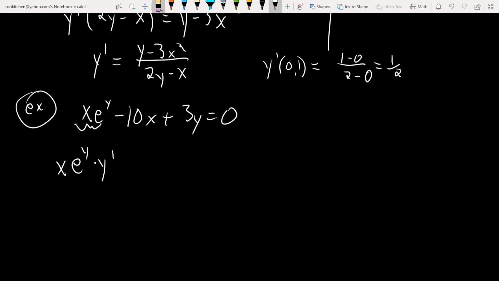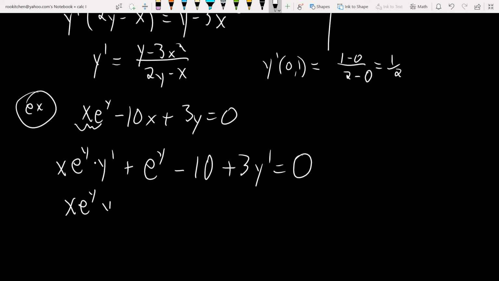So I just did the first part. So leave x alone times the derivative of e to the y, which is e to the y, and then you have to tack on a y prime, and then plus, now you take the derivative of x. Sorry about that. Didn't get my pen to work. There we go. Plus the derivative of x is just 1 times e to the y, and then minus 10 plus 3y prime, and the derivative of 0 is 0. Okay, now we collect the y prime stuff on one side. And then factor out the y prime.